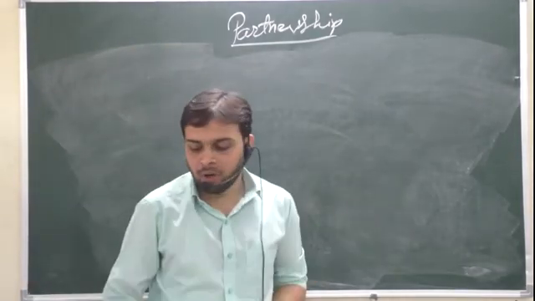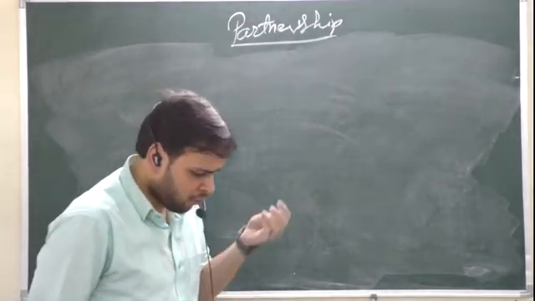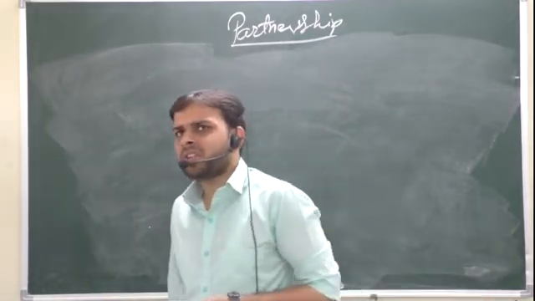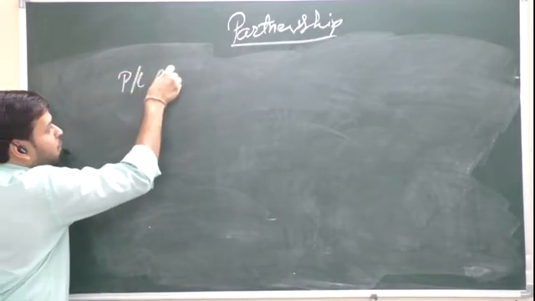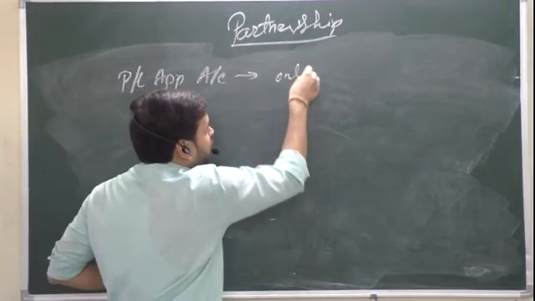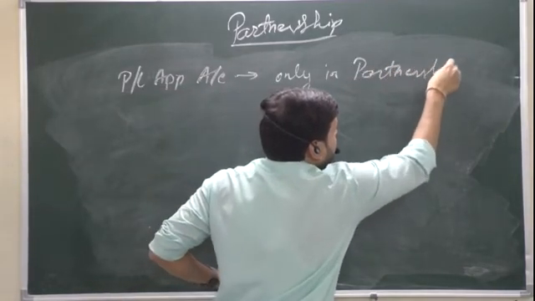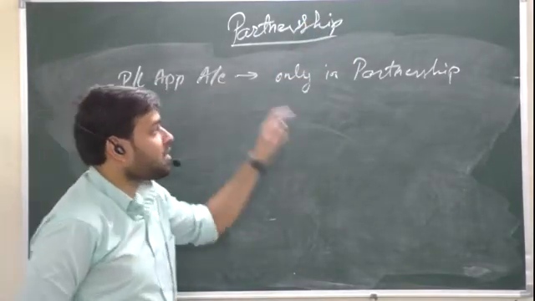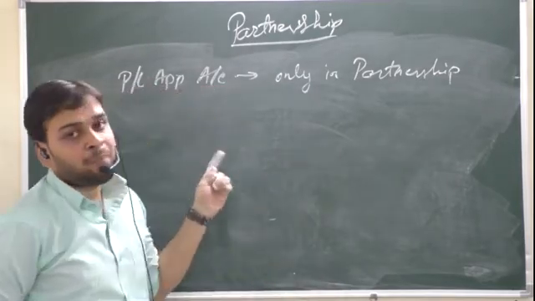Before going to the most important entries, we will look at the profit and loss appropriation account. What is the profit and loss appropriation account? The P&L appropriation account is prepared only in case of a partnership business. It means that the P&L appropriation account is prepared only and only in case of partnership business.